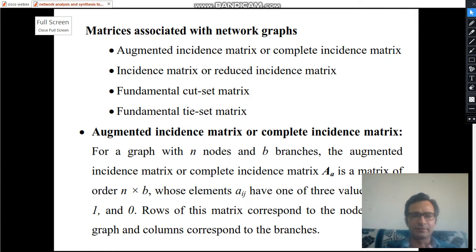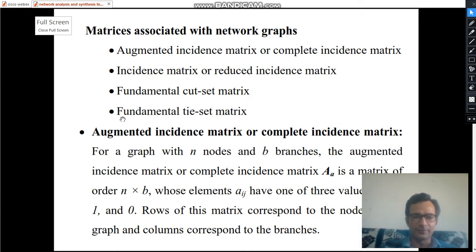In this lecture, we will discuss some important matrices associated with network graph. So mainly four matrices we will be discussing here. Number one, augmented incidence matrix, or we can say complete incidence matrix. Second one is incidence matrix, or we can say reduced incidence matrix. So there are two types of incidence matrices, augmented incidence matrix and reduced incidence matrix. Then we will discuss fundamental cut set matrix and fundamental tie set matrix.